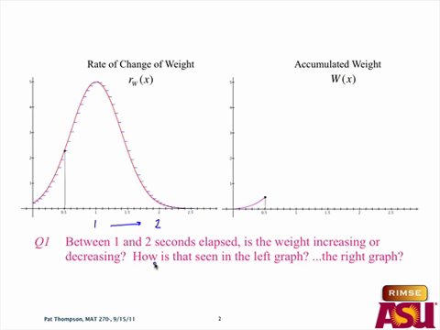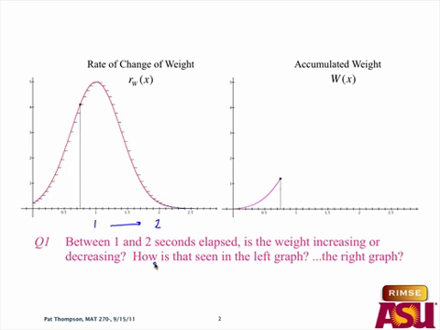Okay, so you went above and beyond. So the reason that it's increasing is simply because the left graph is positive, right? All those values between 1 and 2, the rate is positive. As long as the rate is positive, the weight will increase.